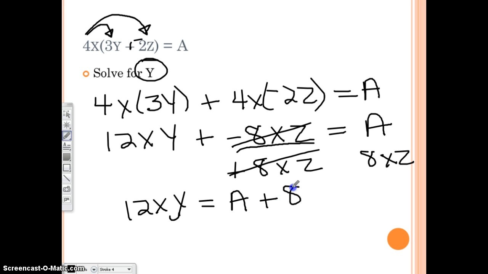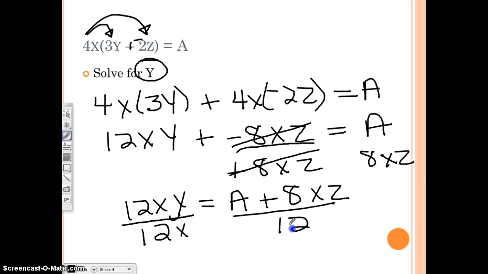A plus 8xz. We want to get y all by itself. We'll divide both sides by 12x. That cancels out, and we get y is equal to a plus 8xz all divided by 12.